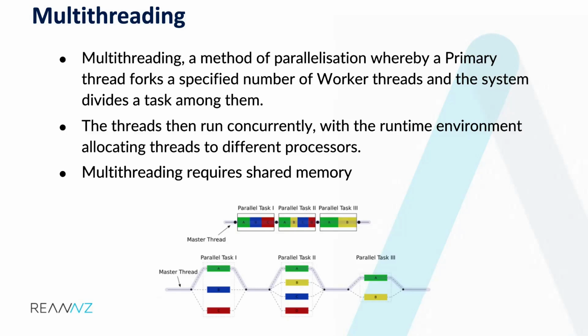Multi-threading is a method of parallelization where a primary thread forks a specified number of worker threads, with tasks then being divided among those threads. These threads will run concurrently within a shared memory environment. This means that multi-threading is limited to working with CPUs on a single node, as communication relies on the shared memory environment.